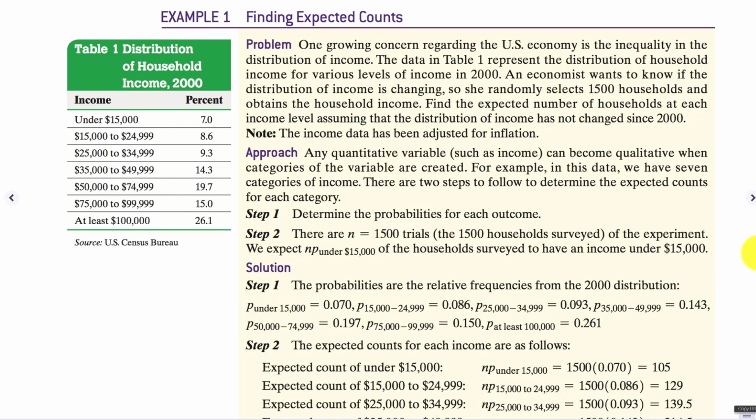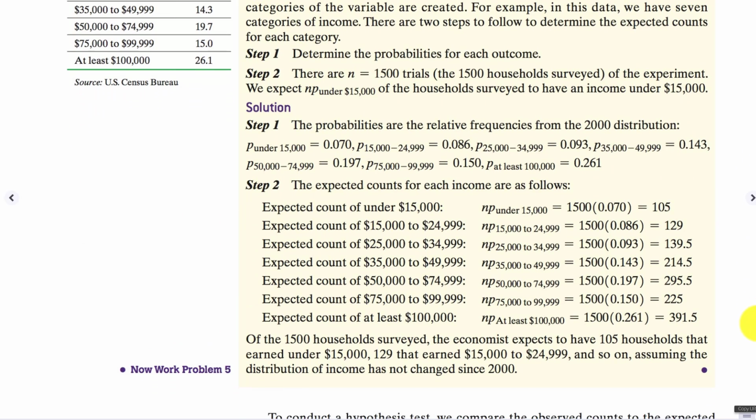So what I'm trying to suggest is that if you want, you can follow the suggestion of step 2 here, and you can calculate these one by one. Or if you know how to run your calculator, there's a little bit more elegant and efficient way that you can calculate these expected counts. So let's take a look.